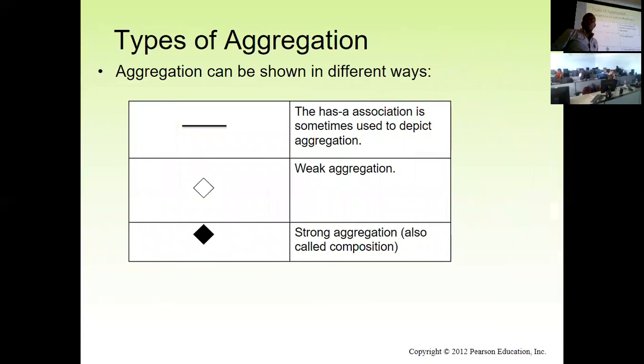Now, the lines, I told you what the lines mean, but all of a sudden now I have two different symbols for aggregation. One that is black and one that is clear. So one with a fill and one without. Now, what does this really mean? We can break up our aggregation into two categories. Either it's weak or it's strong. Strong aggregation is called composition, and weak aggregation is just weak aggregation.